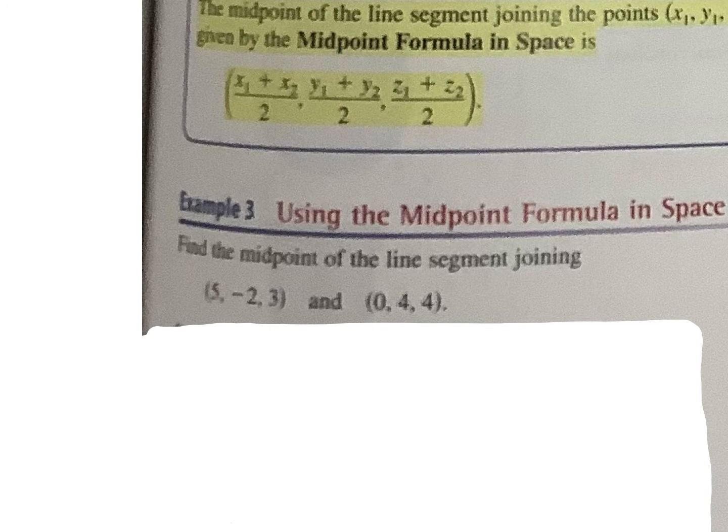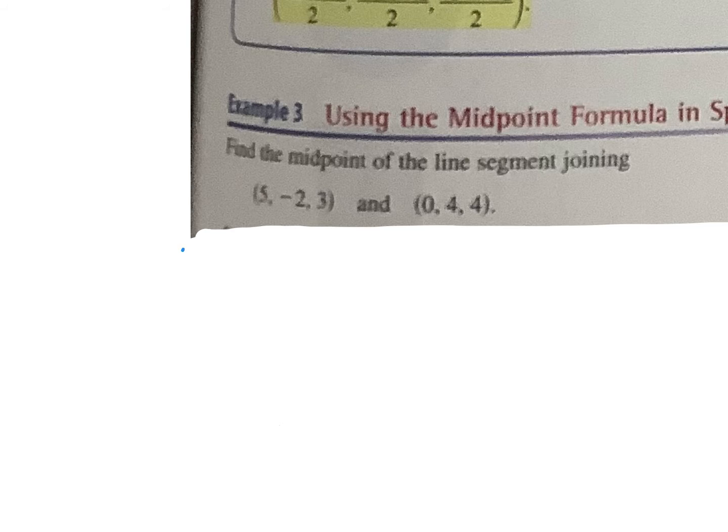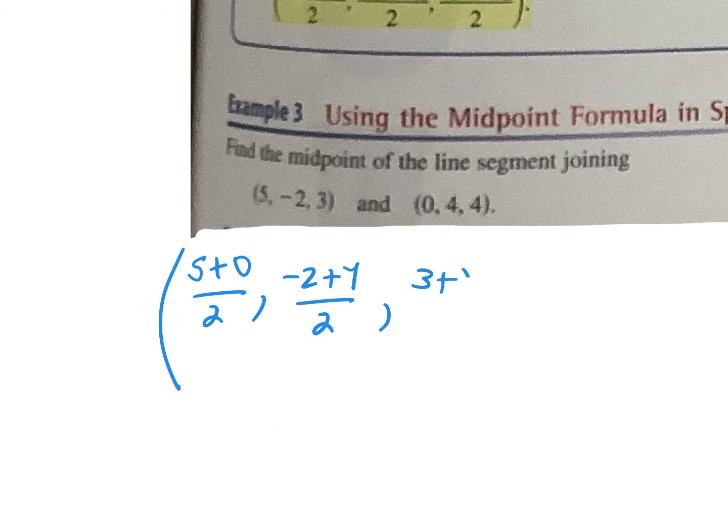So here's an example of midpoint. Well, how did we find the midpoint before? We added the x's and divided by 2, added the y's and divided by 2, right? Well, with an ordered triple, you add the x's and divide by 2, you add the y's and divide by 2, and you add the z's and divide by 2. So let's do this. I have 5 plus 0 divided by 2. I have negative 2 plus 4 divided by 2. And I have 3 plus 4 divided by 2.